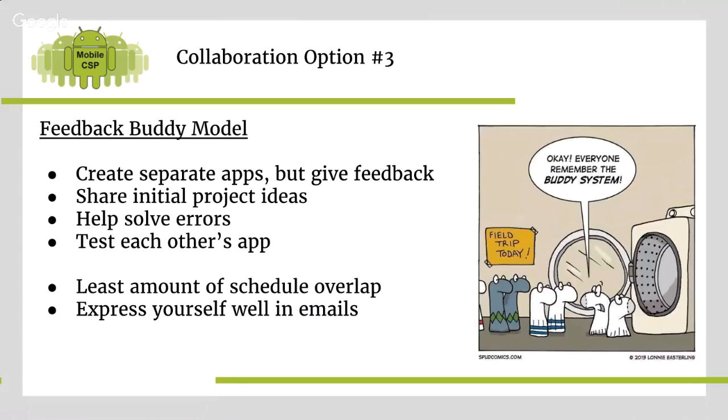If you're getting errors in your app, you might send it over to the other person and they could take a look and give you some feedback about where they think it might be going wrong. And then you would provide testing for each other. So if you say, okay, I think I've got the core of my app done, can you test it out and try to see how well it works? Then that person would take it, do the testing, and give you feedback on it. This one is going to require the least amount of schedule overlap, but it does mean that you should be able to express yourself well in emails.